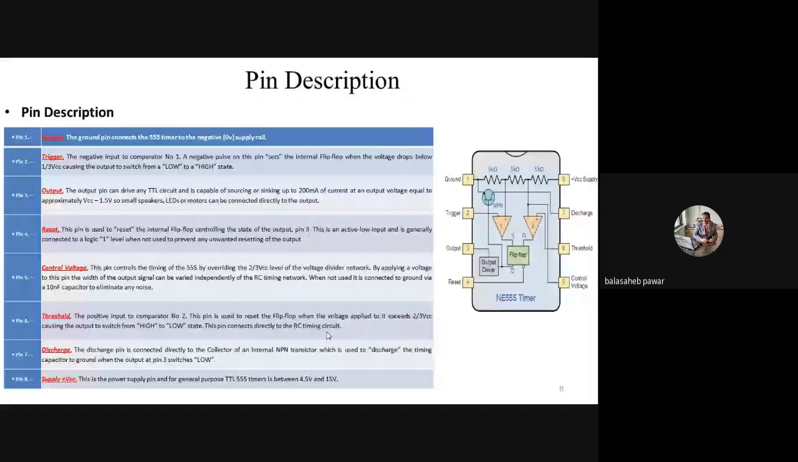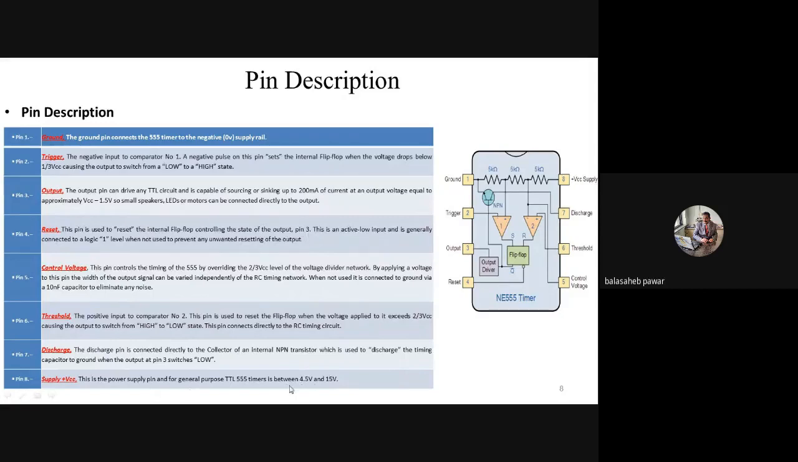So that discharge pin is used to discharge the capacitor to ground when the output at pin 3 switches to low, right? That means whenever we are expecting output to be low, at the same time, whatever timing capacitor is used externally should also get to 0. So that discharge pin is connected to that timing switch, that also we will see. And the last one is the supply voltage, that is plus VCC.